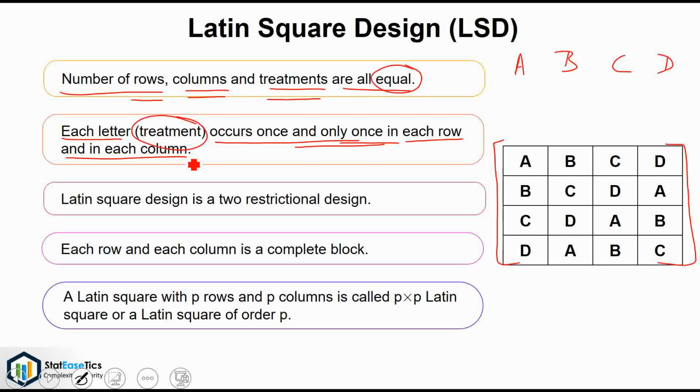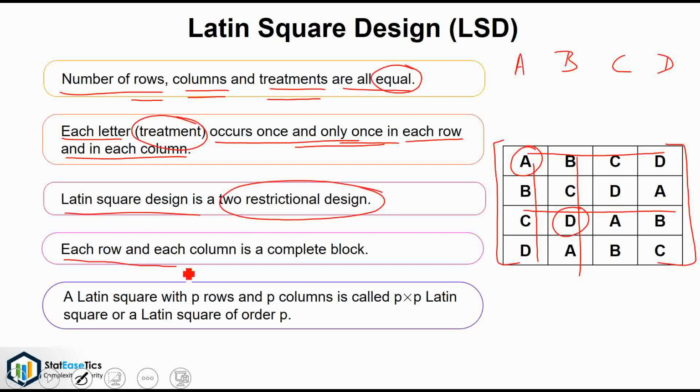Suppose we take the example of treatment A. It does not repeat across its row or its column. Or if we take the example of treatment D, it does not repeat across its row or its column. Hence, Latin square design is a two-restrictional design. Here each row and each column is a complete block.